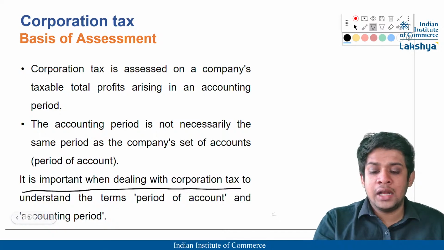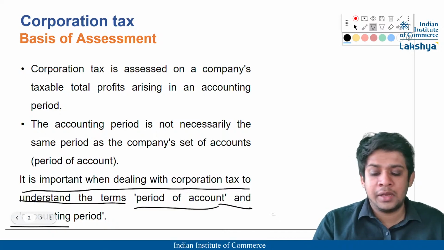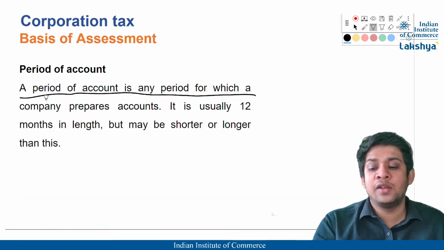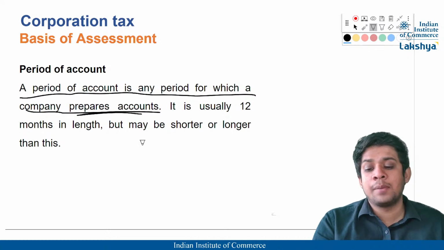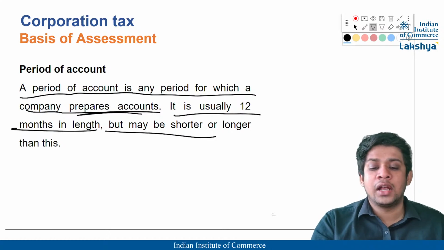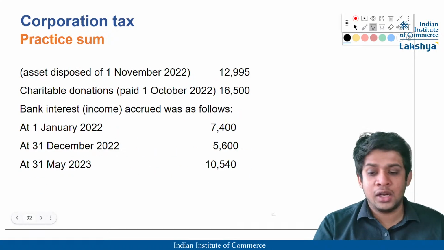It is important when dealing with corporation tax to understand the terms period of account and accounting period. As I have already told you, a period of account is any period for which a company prepares accounts. The company could prepare accounts for a 15-month period also, but it is usually 12 months in length. It can also be shorter or longer than this. Okay. So that is known as period of account.